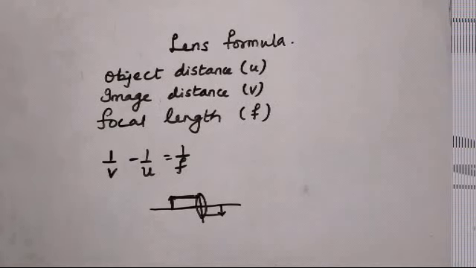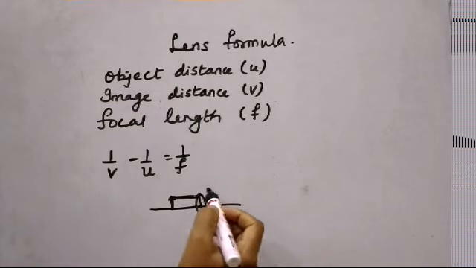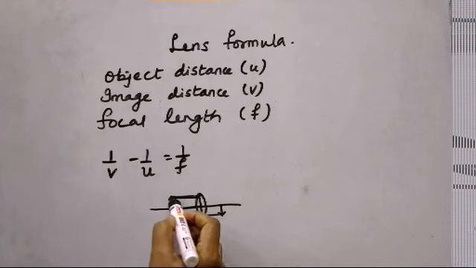Now we have already studied the formula for spherical mirrors. So now let us see the formula for spherical lenses. Okay. Now I have drawn a very small diagram here. Suppose this is a convex lens, and as per the sign convention we have said that the object is always placed on the left hand side of the lens.